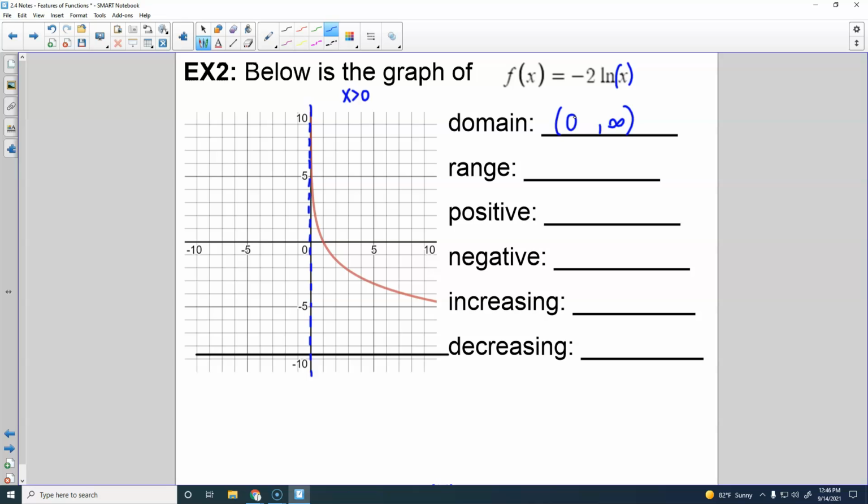Okay, Paul, what would you say for the range? Okay, that is correct. And for natural logs, that's always the answer. Negative infinity, positive infinity for your range. All right, Bo, what about positive for this one? Okay, good. I like that. So right here, it's that little tiny section that we're following above the x-axis, and we can section that off from 0 to 1.